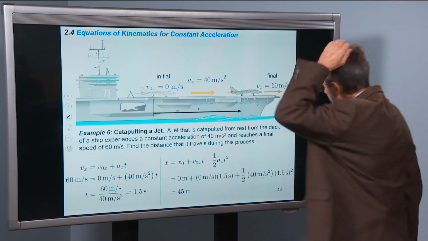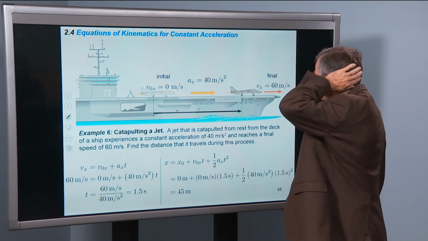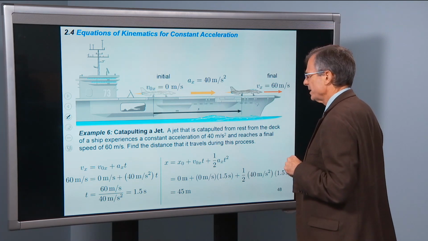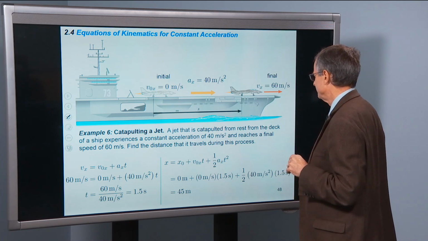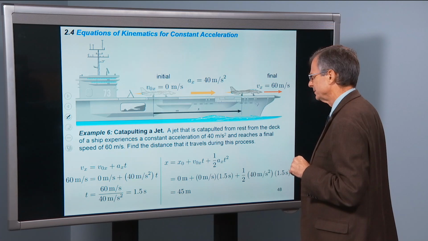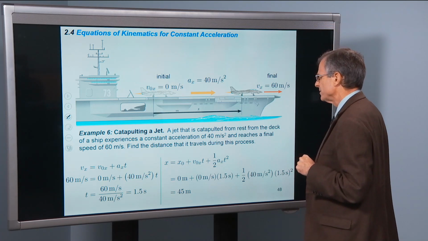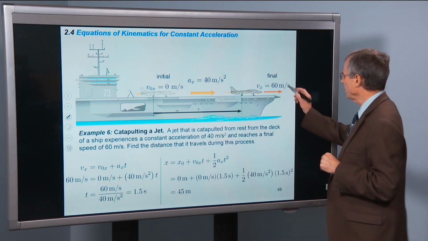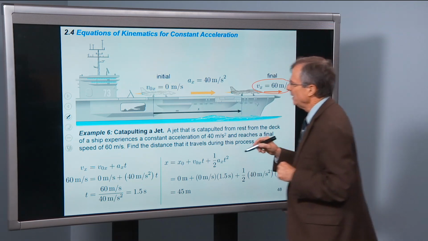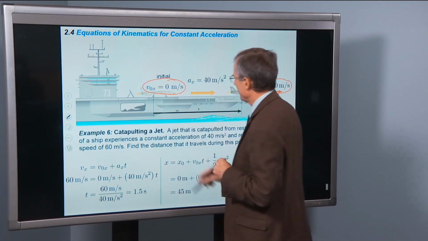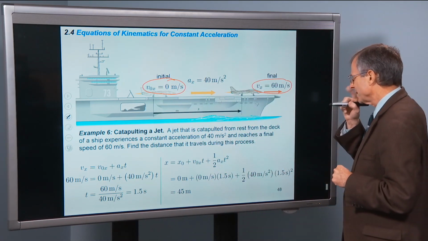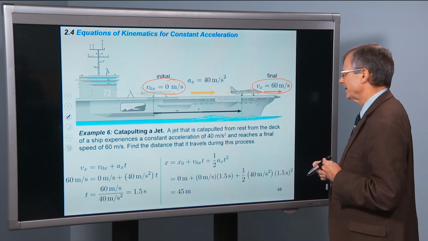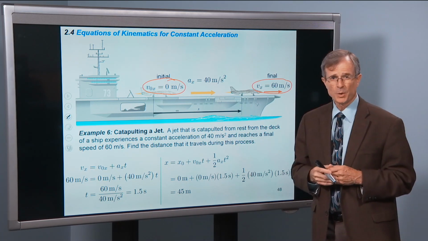Catapulting a jet, another example. A jet is catapulted from rest on the deck and reaches a final speed of 60 meters per second. In this case, we know the final speed, and we know the initial speed is 0. And we're asking about the distance that it travels during this process.